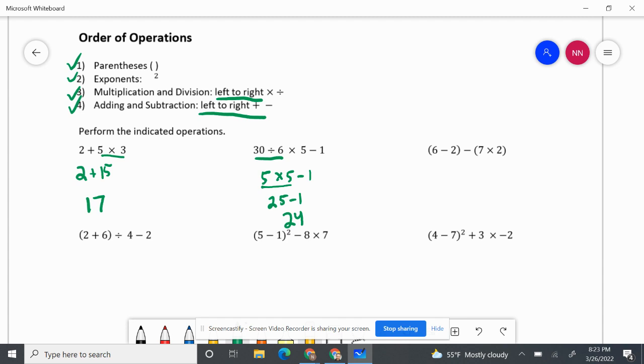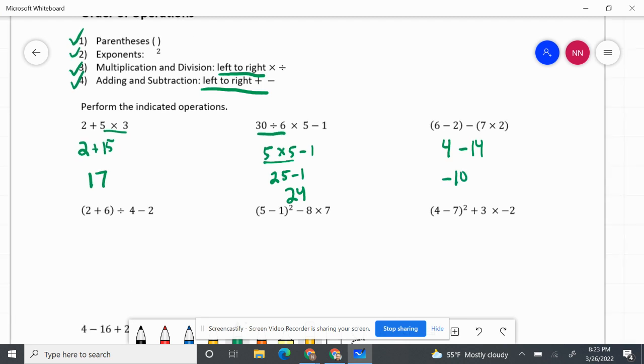Now for the next one, what we have is parentheses. I'm going to do the two parentheses at once. 6 minus 2 is 4. 7 times 2 is 14. 4 minus 14 gives us negative 10. Let's look at one more.